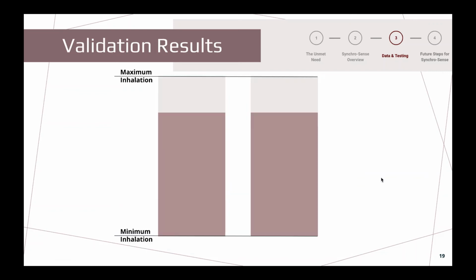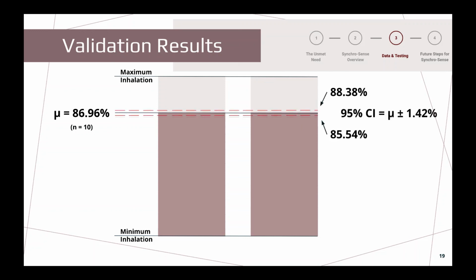These are the results of our validation testing for 10 trials. The mean lung capacity at the time of image capture from Synchro-Sense was 86.96%. The bounds of the 95% confidence interval were 88.38% and 85.54%. This means that even when accounting for our 95% confidence interval, we meet our specification of at least 85% lung capacity at image capture.